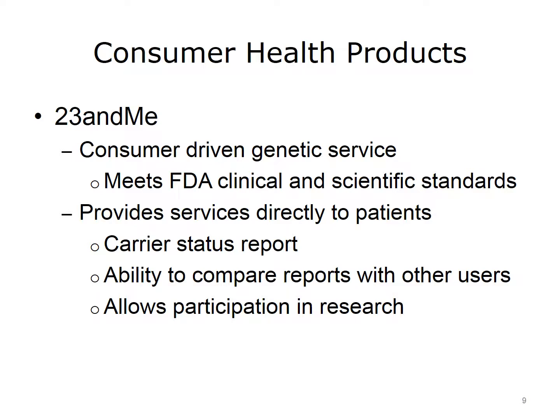Increasingly, health services that were traditionally accessible only to clinicians are targeted and directly available to consumers. 23andMe is a consumer-driven genetic service that provides reports that are stated to meet FDA standards for being clinically and scientifically valid. One example of these reports is the Carrier Status Report, which allows a client to see if they carry one genetic variant associated with an illness.